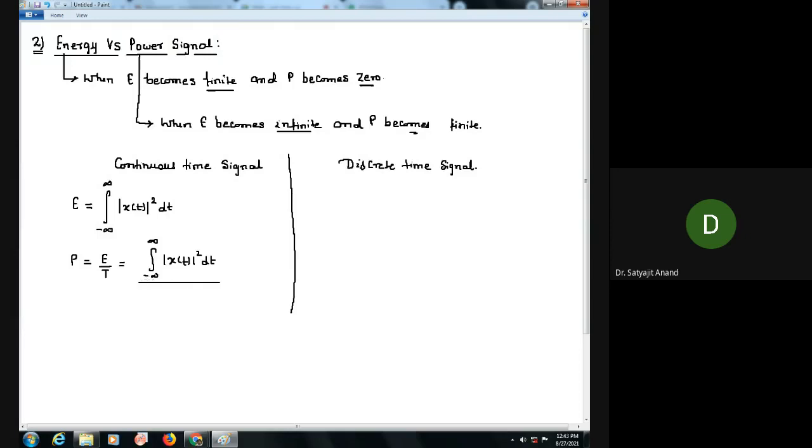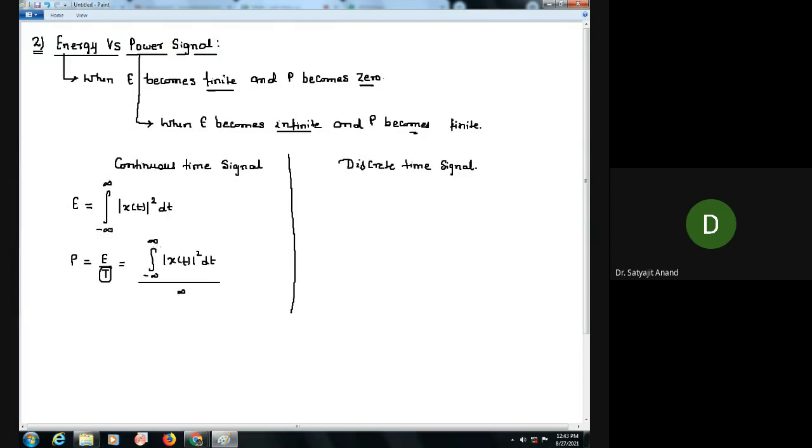And what is the time? Time is minus infinity to plus infinity. This is my total time. If you put time values according to this equation, that will be infinity, and something upon infinity always gives you zero. So we don't directly put this value here.